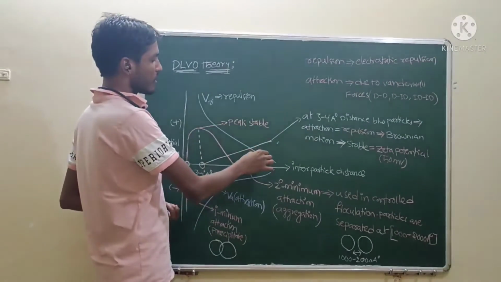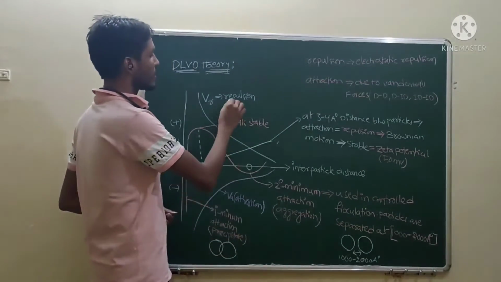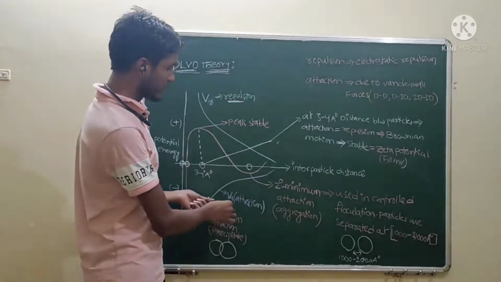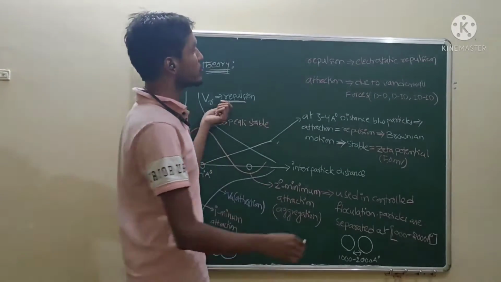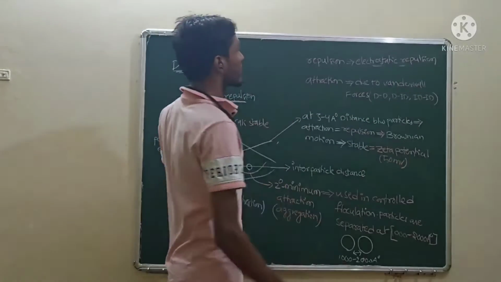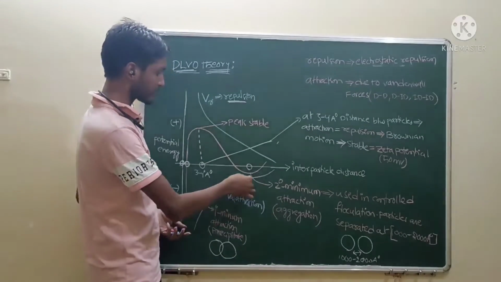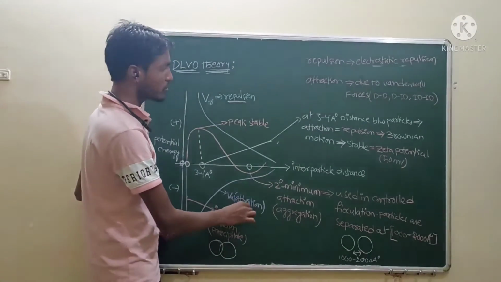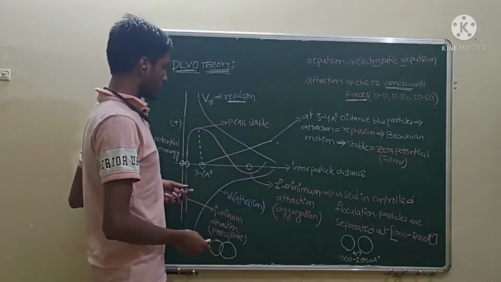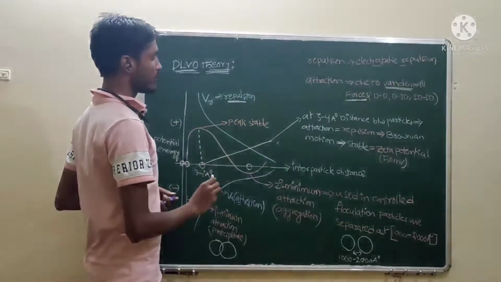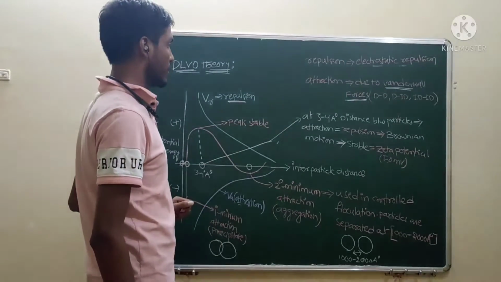This line indicates the repulsion. This positive line indicating the repulsion. The repulsion is due to the electrostatic. What kind of repulsion is it? Electrostatic, meaning between the ions. Electrostatic repulsion. And attraction, see, attraction is due to the van der Waals forces. Repulsion is due to the electrostatic repulsion, and the attraction line is due to the van der Waals forces.